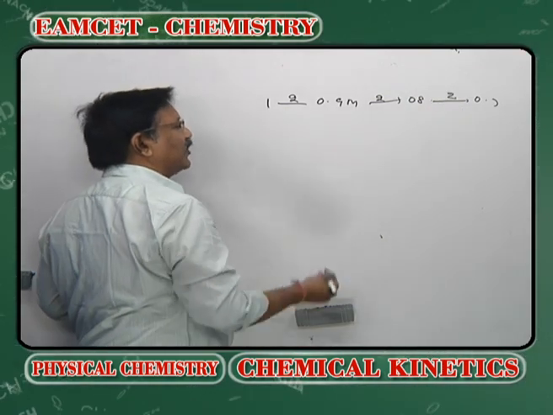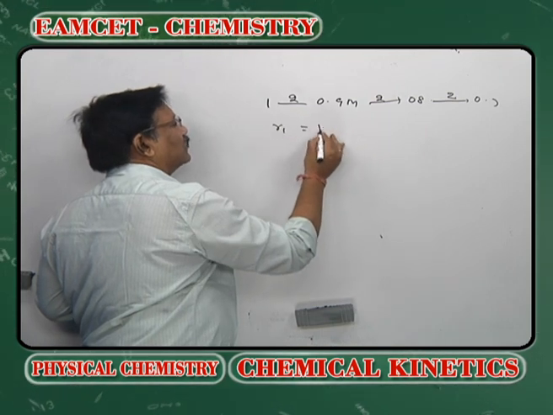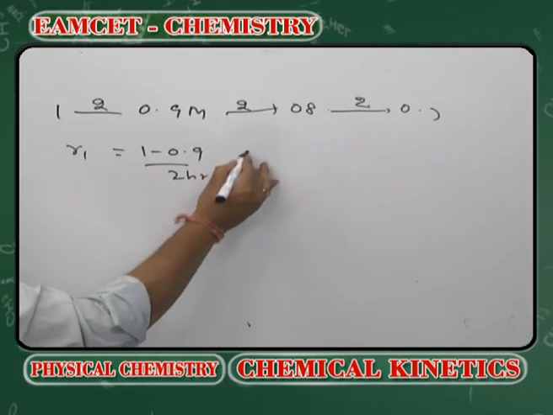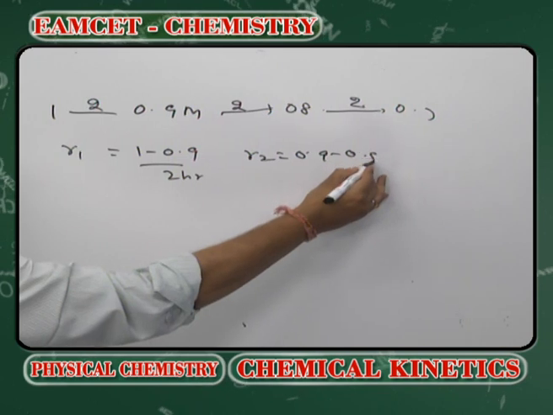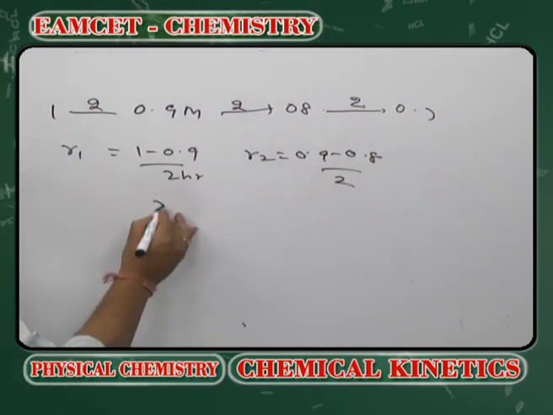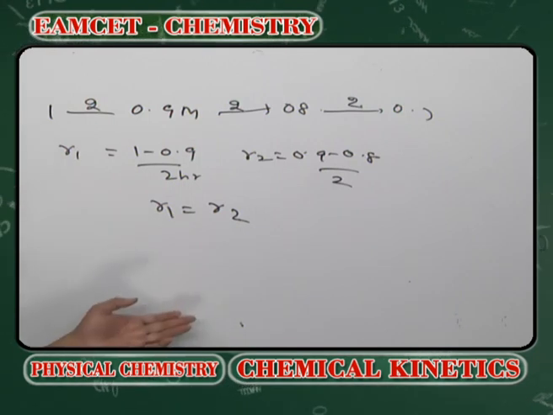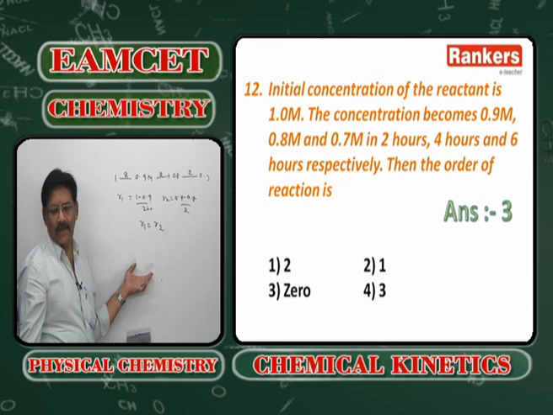Here what is the point? R1 is equal to 1 minus 0.9 by 2 hours. R2 is equal to 0.9 minus 0.8 by 2 hours. R1 is equal to R2, which is the characteristic property of zero order reaction. So order of the reaction is 0.